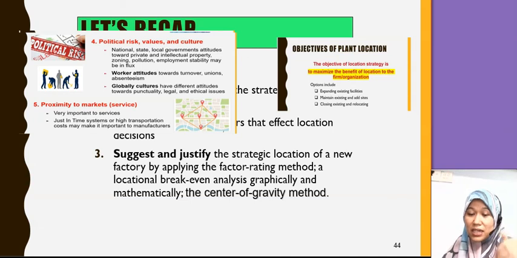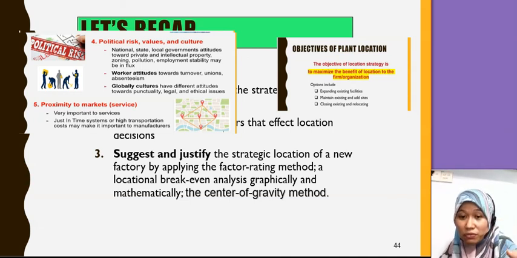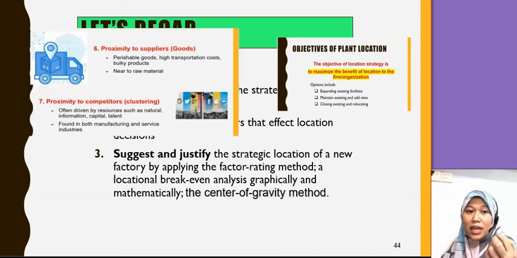Okay, untuk service dia kena dekat dengan dia punya demographic, dengan dia punya population. And for goods pula, manufacturer dia dekat dengan more on the near to raw material. Near, especially kalau jenis perishable yang mudah rosak. Contohnya kalau ikan, perlukan seafood, dekatlah dengan laut dan jeti. Okay. And the 7th one is the proximity to competitor, clustering. Okay. Everything I explained in the part 1 video.